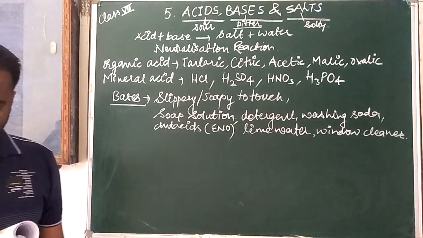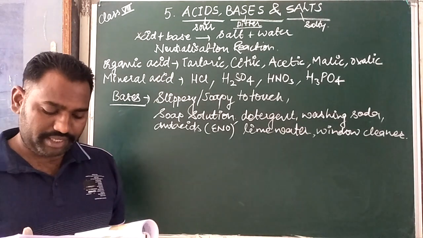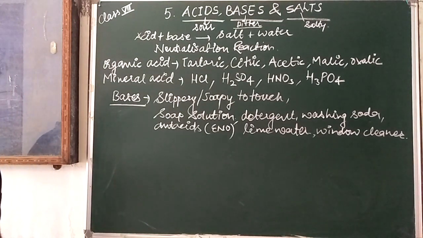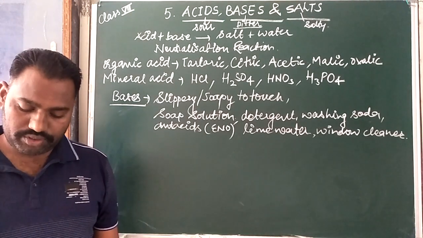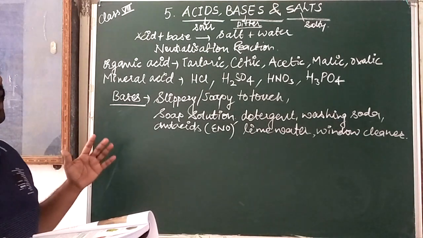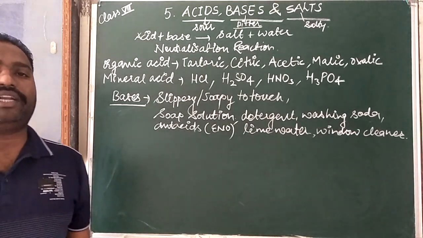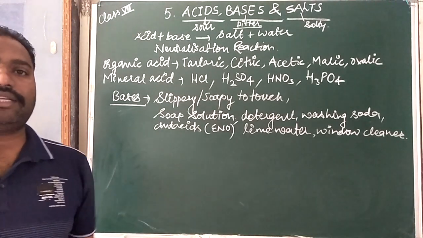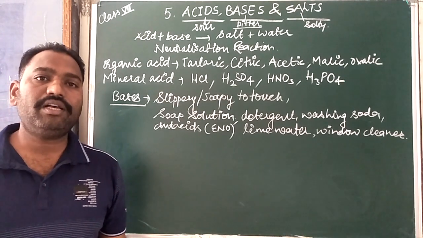Ammonium hydroxide is a very useful weak base used in the manufacture of fertilizers. So ammonium hydroxide, NH4OH, is a very useful weak base and is used for the manufacture of fertilizers. Fertilizers, you know, are used to increase or enhance the soil fertility.